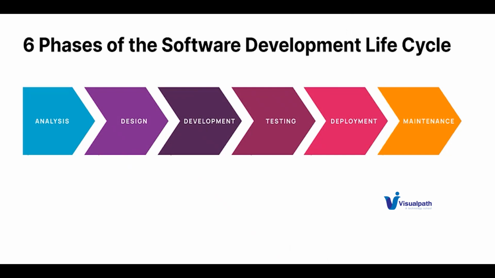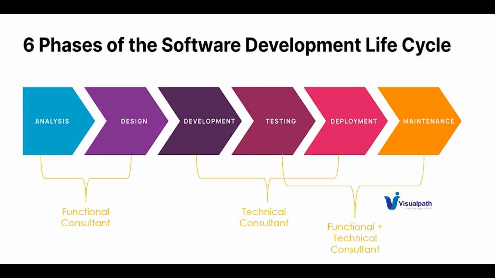If you see, these are the 6 phases in a software development lifecycle. It's not specifically about Dynamics 365; it's about any software that you take. These are the 6 phases of the software development lifecycle that we have. It all starts with the analysis and it ends with the maintenance.